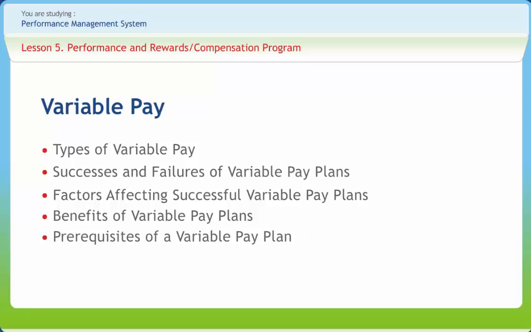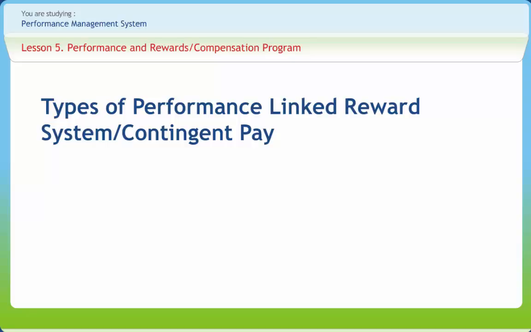Prerequisites of a variable pay plan include competitive fixed or base salary, transparent and simple, linked to business objectives, agreed targets, challenging and realistic. Catalysts to variable pay plan include identifying corporate objectives, ascertaining employee readiness, communicating scheme details, investing in implementation and monitoring and reviewing the scheme. There are several types of performance-linked reward schemes.